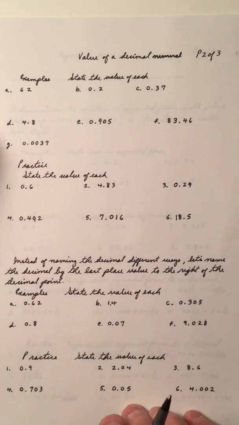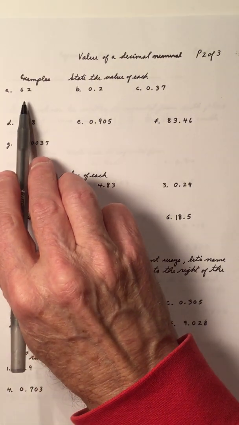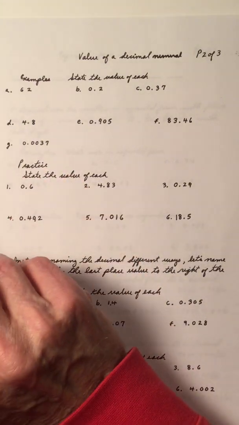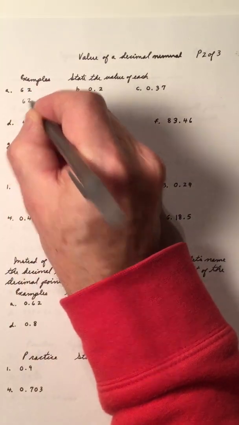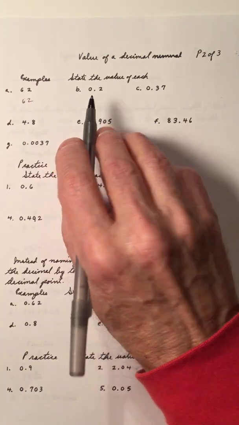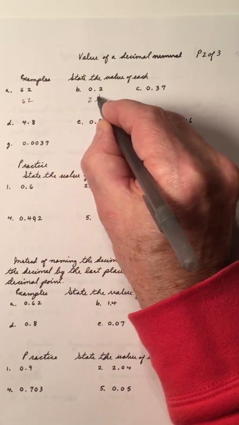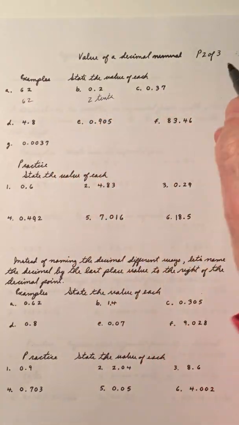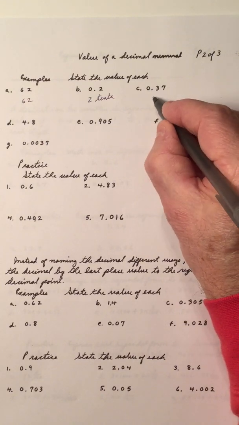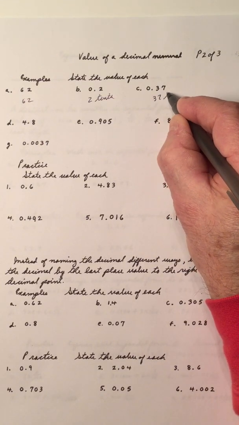Hi, welcome to my video on the value of the decimal numeral, or the value of the decimal. The value of the decimal numeral. Let's do some examples. State the value of each. A is 62. B is 2/10. C is 37/100.